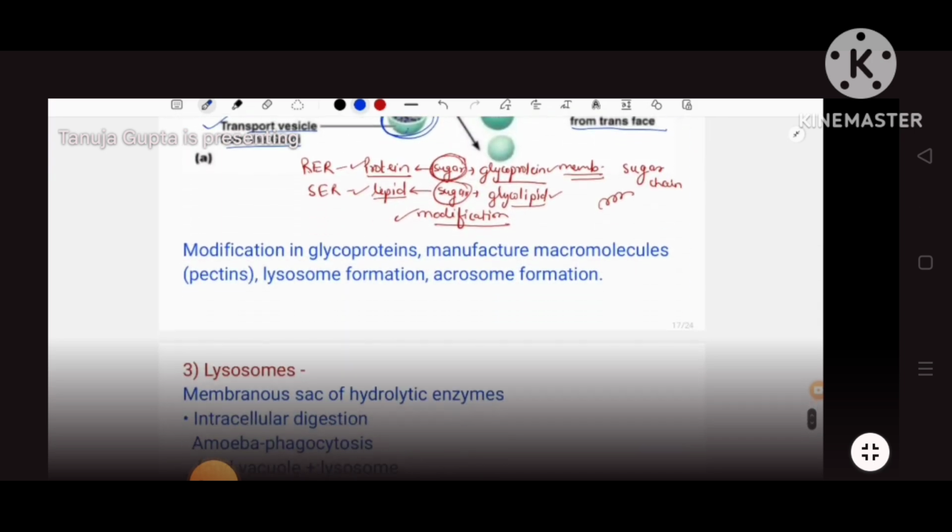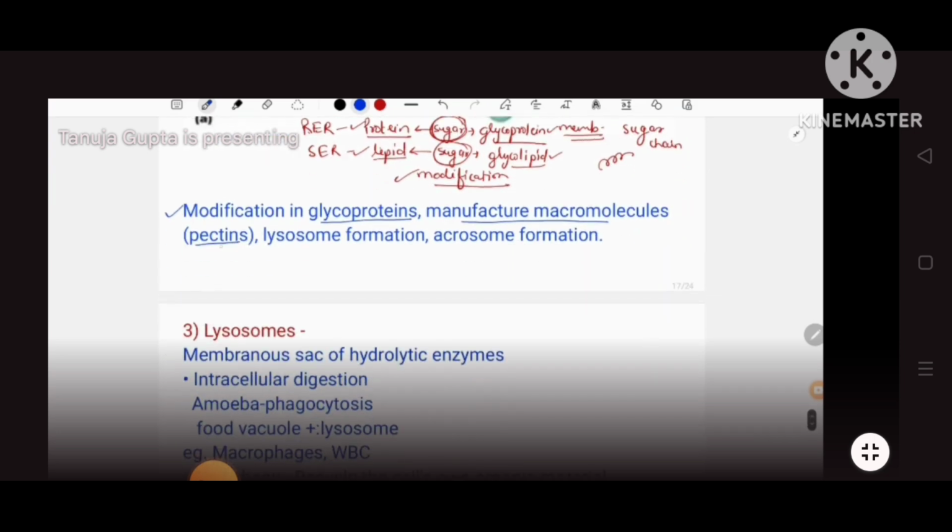Okay. So what it actually does here, these are things written: modification in glycoproteins, manufacture of macromolecules like pectin. Pectin is a polysaccharide. Do you know saccharides? Saccharides are basically sugar molecules, like glucose we used to say. When a long chain of glucose is attached in various forms, one of the forms is pectin, okay. When so many glucose units are polymerized or attached with each other, then they are called pectin. Got it?